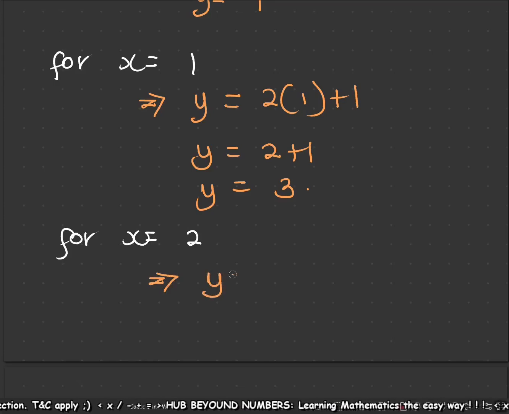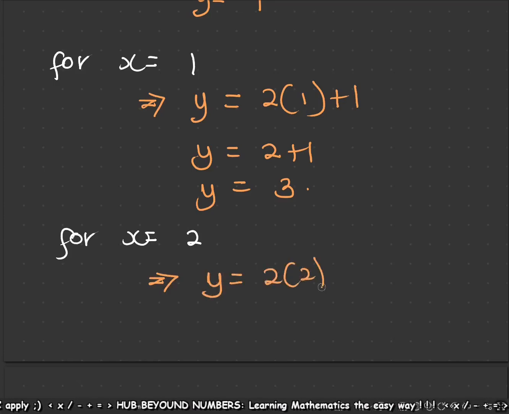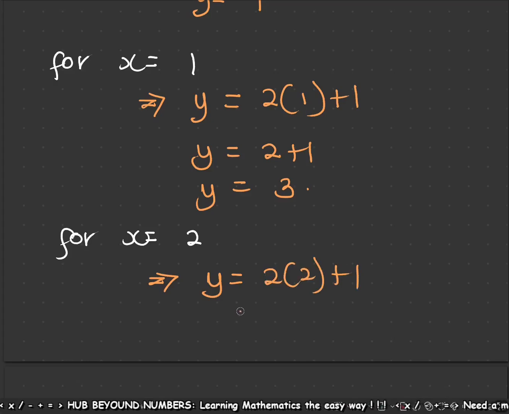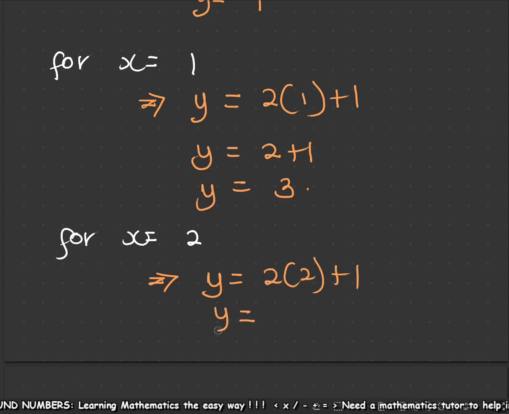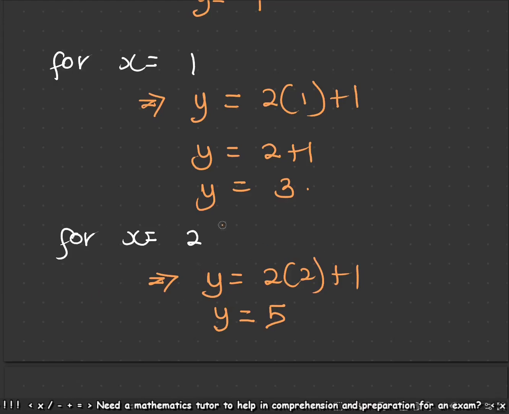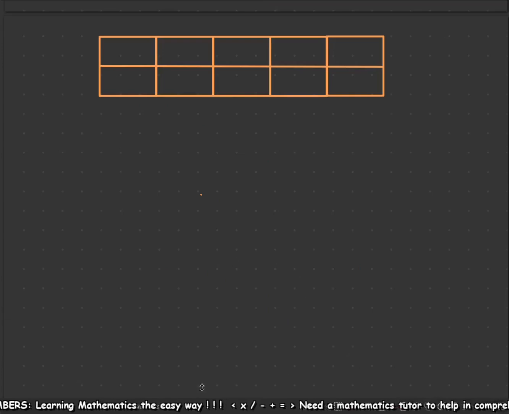Your y value is equal to 2 into bracket 2 plus 1. Upon evaluating, you are going to get y being equal to 5. Now, after all of this, you can form a table to represent all the points you have gotten, a table of values for all the values of x that we used.